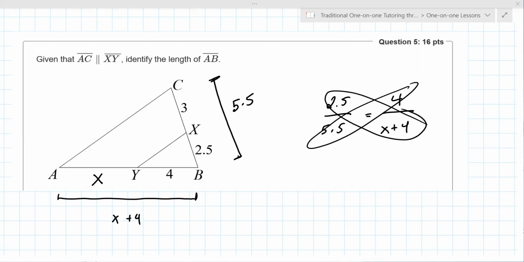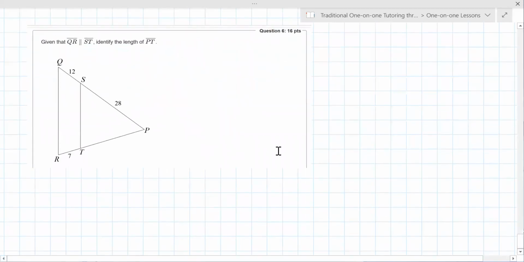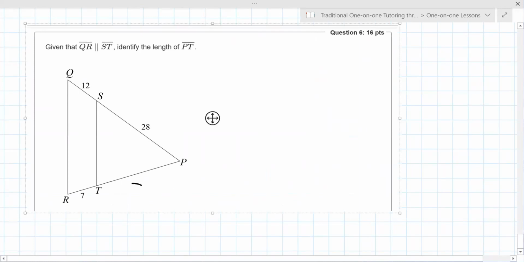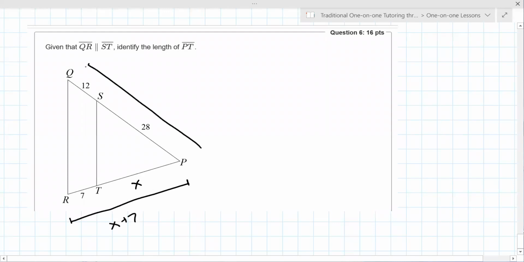So one more of these. They're actually all the same. I realize they're the triangle to triangle. So the first one, which is kind of a proof, we'll look at last. It's not really a proof, it's just a calculation here. So let's call this X. This whole length is X plus 7. This whole length is 40.